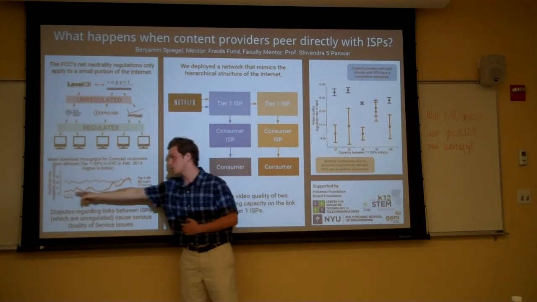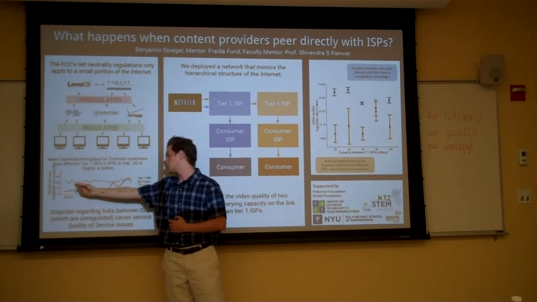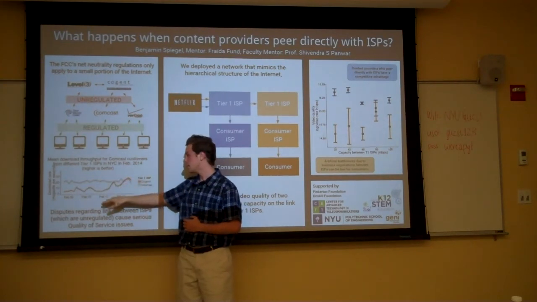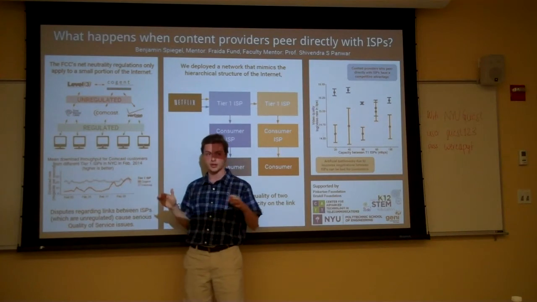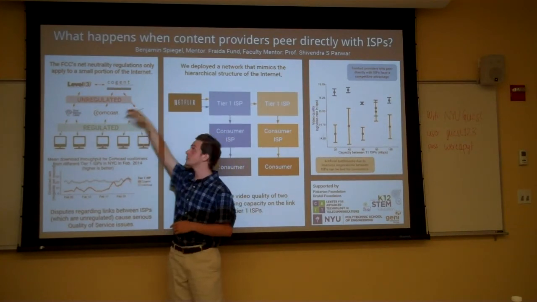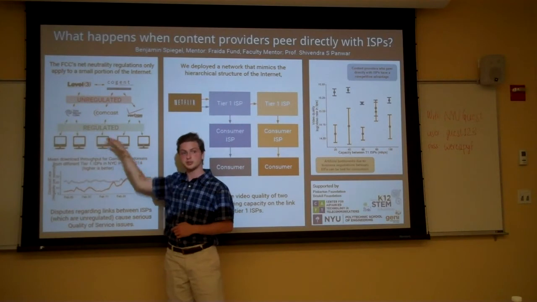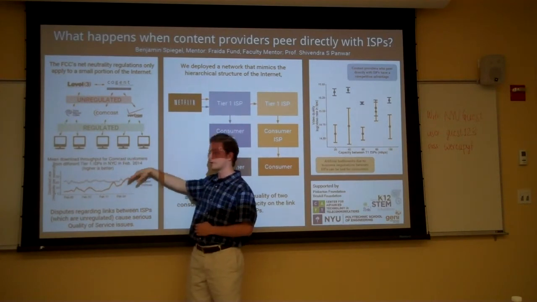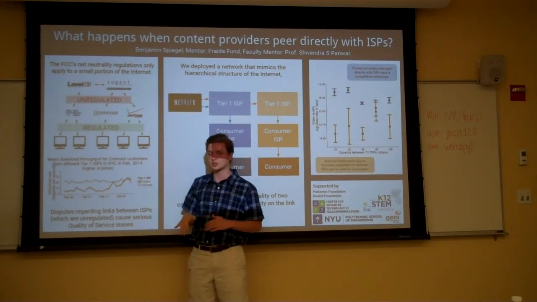So basically, this red line is Cogent traffic, and this gray line was Internap traffic. And as of February 24th, Netflix, instead of peering with Cogent, peered directly with a bunch of Tier 2 ISPs, and then we see that Cogent's traffic goes back up to normal once this agreement happens.